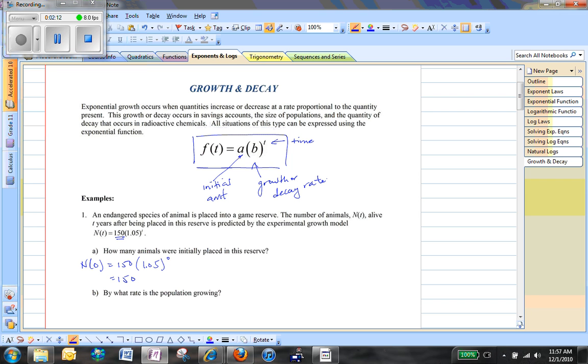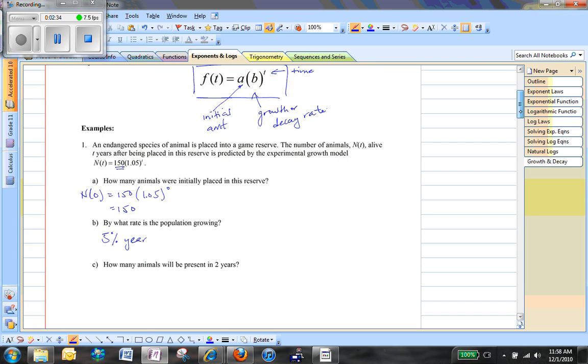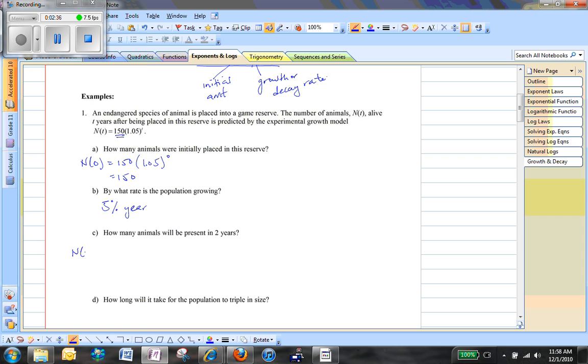By what rate is the population growing? Well, it's growing by 5% per year. And the reason that I know that is the 1 in front of the .05 in 1.05 is the 100%. So I want 100, and then the 5% on top of it is the rate at which it's growing. How many animals are present in 2 years? That's N at 2, which is 150 times 1.05 to the 2, which is 165.4.